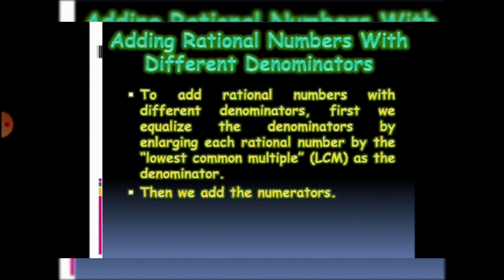Now adding rational numbers with different denominators. Now if you have to add two rational numbers with different denominators, what do you have to do? First of all, we equalize the denominators by enlarging each rational number by the lowest common multiple, that is LCM, as the denominator. Then we add the numerators. Okay, children?